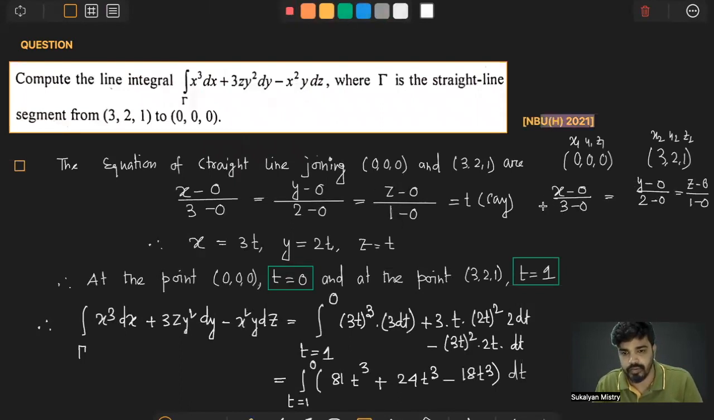Okay. So it is a very, very important concept. x minus x1 divided by x2 minus x1, y minus y1 divided by y2 minus y1 is equal to z minus z1 divided by z2 minus z1.